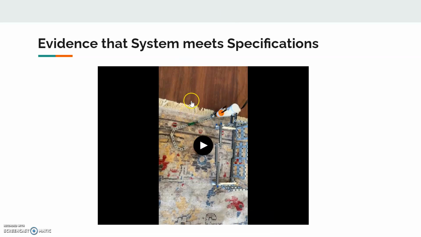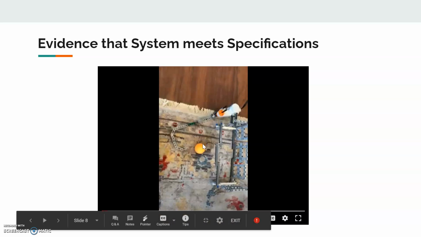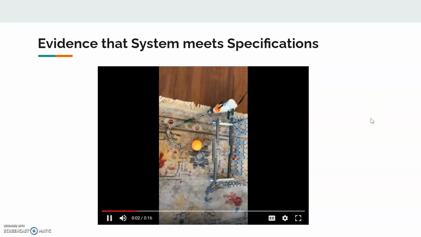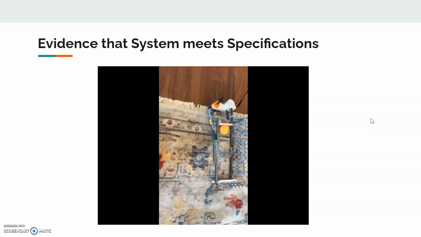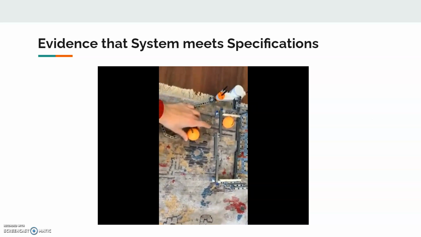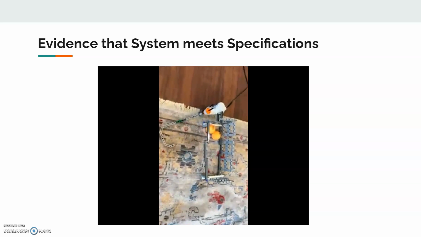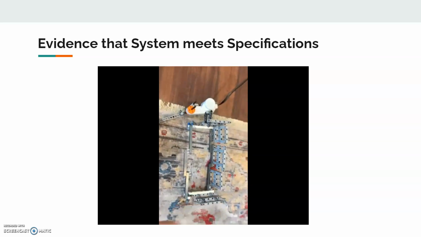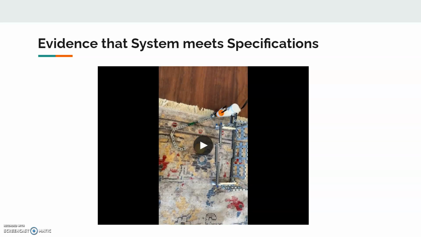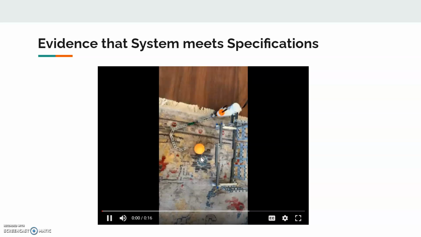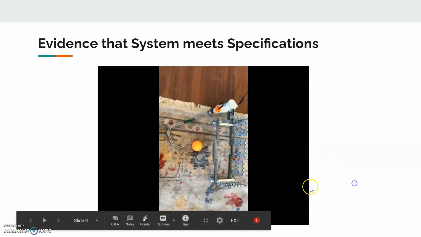This is more evidence that our system meets specifications. It is shown through a video. As shown in the video, the 2 balls were swept into the compartment, and then the user took the balls out, meeting the specifications from the user.